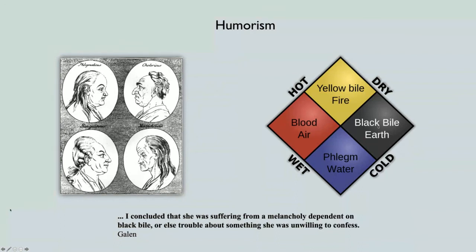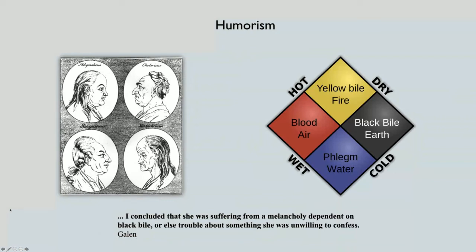Okay, black is... remember melanoma, melanocytes. So excessive black bile would produce melancholia or melancholy. Phlegm would produce a phlegmatic person, and the yellow bile would produce a choleric, angry, easily upset, aggressive person. Notice this diagnosis of Galen.